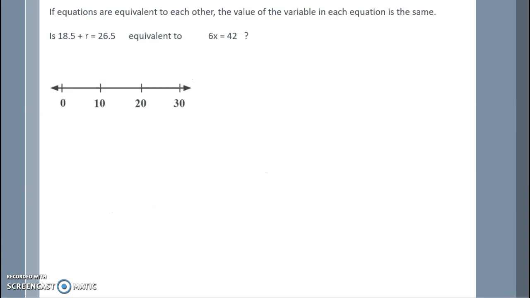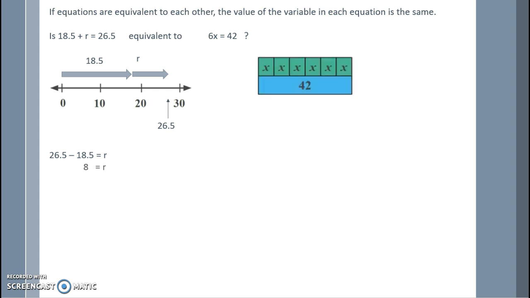If equations are equivalent to each other, the value of the variable in each equation is also the same. So is 18 and 5/10 plus r equal to 26 and 5/10 equivalent to 6x equals 42? So I have a number line here. Let's represent from 0 to about there to be 18.5. And then I want to add a little bit more. We're not quite sure, but we need to add some to get to 26.5. So we can identify what that missing piece is by taking 26 and 5/10 minus 18 and 5/10. So the distance we must travel is 8.